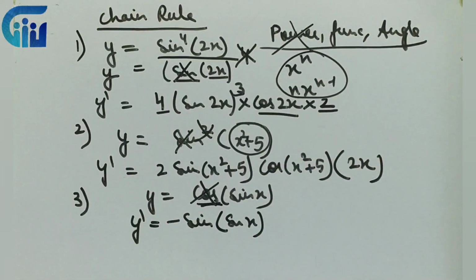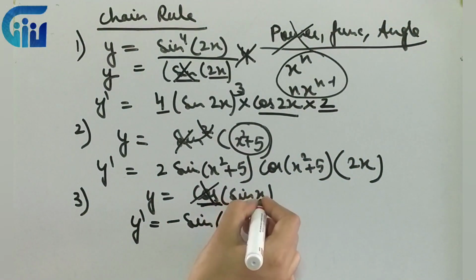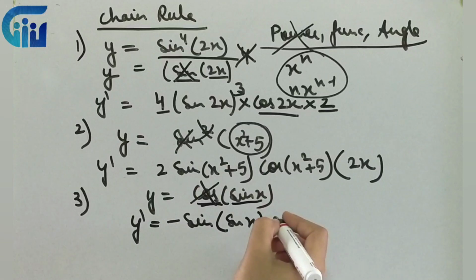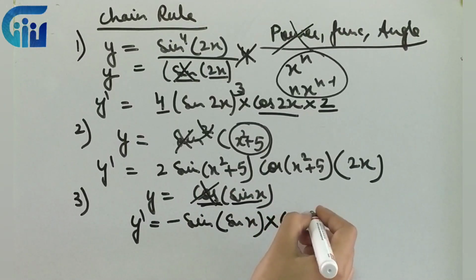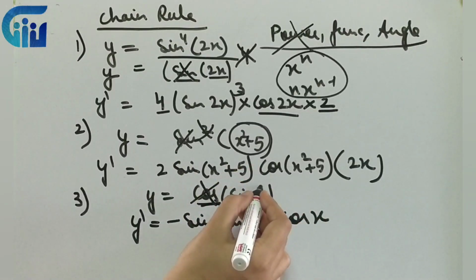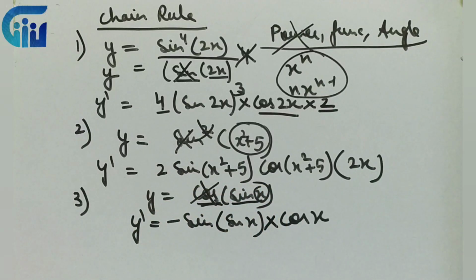So once it is crossed, what is the next part? After function we have angle. So what is the angle? Angle is sine x. So what is the derivative of sine x? We'll just write cos x. Now if I see x over here, the derivative of x is 1. So no need of differentiating it further. So this is the answer. Next, move on to the next example.